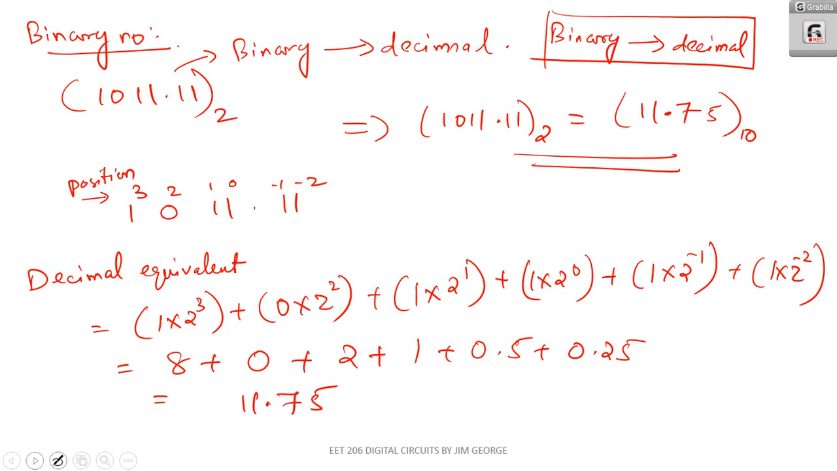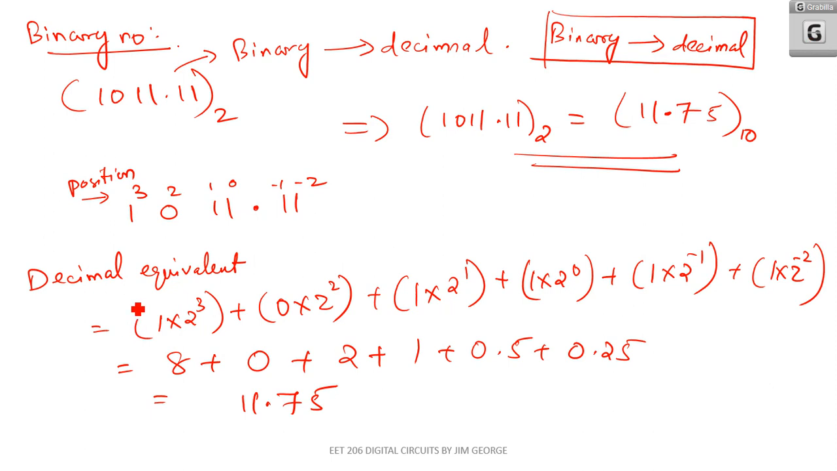Now coming to the conversion of a binary number to a decimal number. If I have a number like 1011.11, here I am using only two symbols, 1 and 0, so this is basically a binary number. How will you convert it into a decimal number? First you assign the positions: 0, 1, 2, 3. This is the radix point, and after the radix point you assign minus 1 and minus 2.